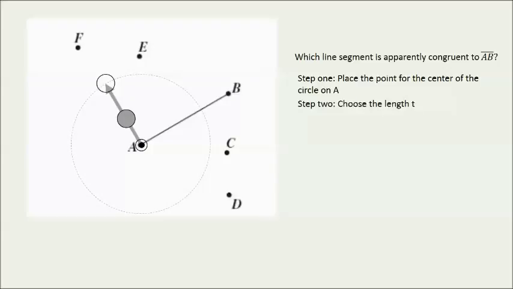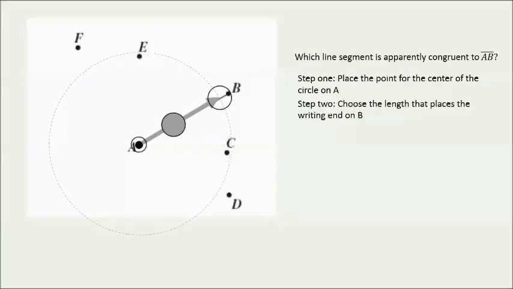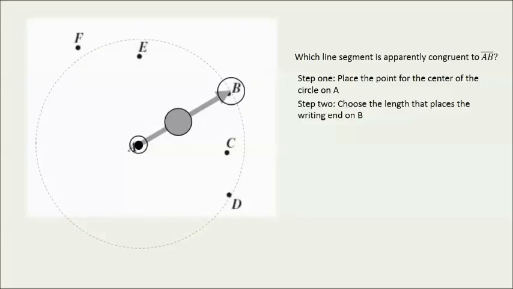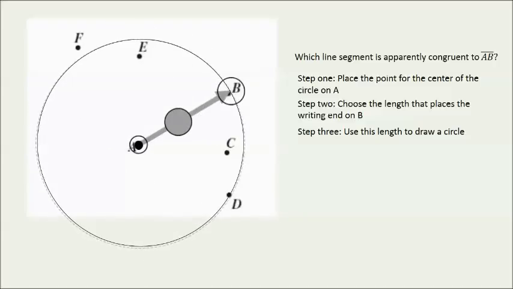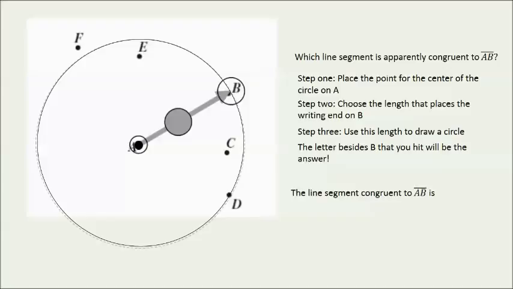Step 2. Choose the length that places the writing end on B. So we rotate over, and we're going to stretch our compass to hit B. Step 3. Use this length to draw a circle. Right? So we spin our compass and draw our circle, and we can see that this circle intersects the letter D. So the line segment congruent to AB is AD.